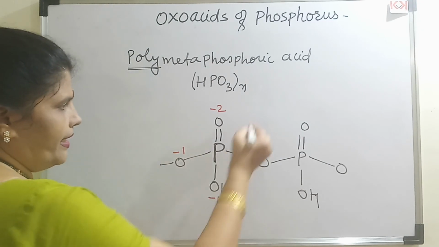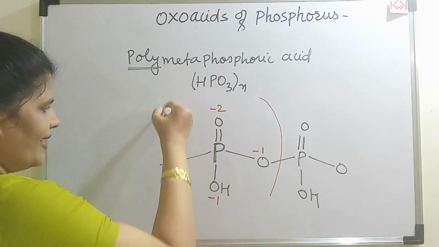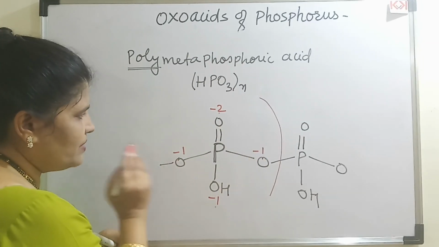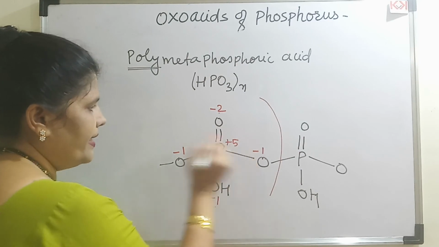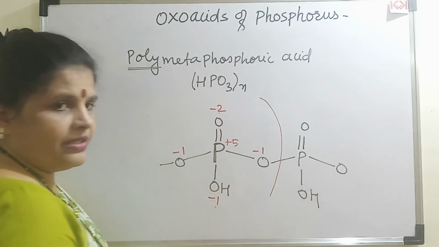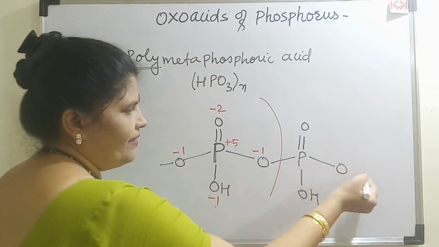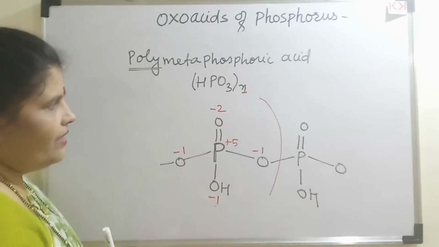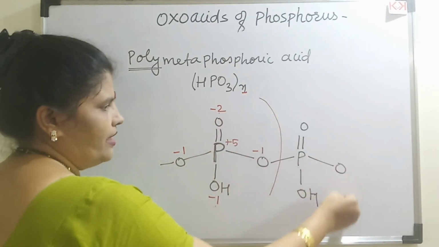Now while considering the first case, I will consider in this way and this way: -2, -3, -4 and -5. So here phosphorus is in its +5 oxidation state. The same will be for all the phosphorus atoms. So these POP linkages will continue in both directions as they have given here n. If they give you 2 here, then you have to stop the chain right there.